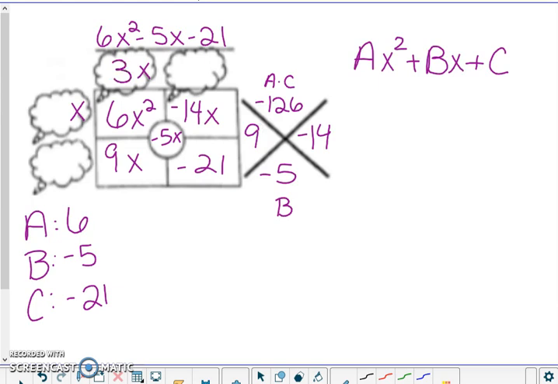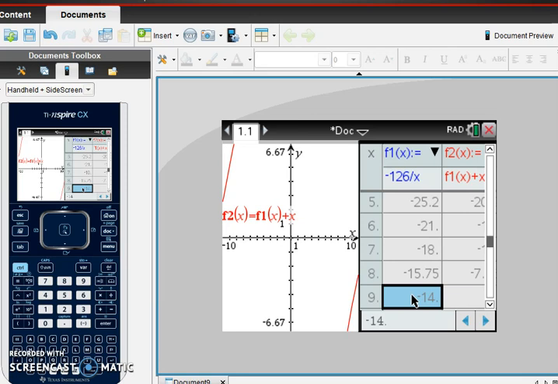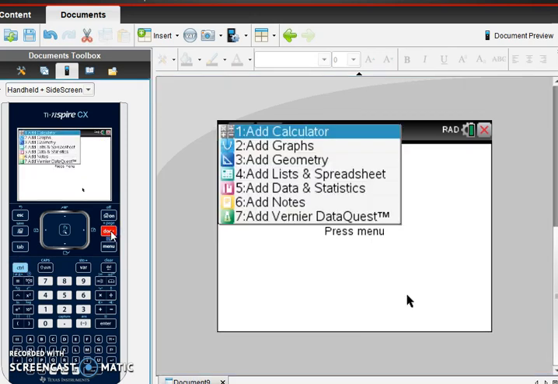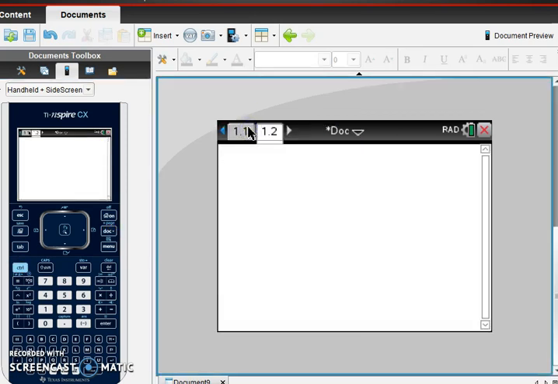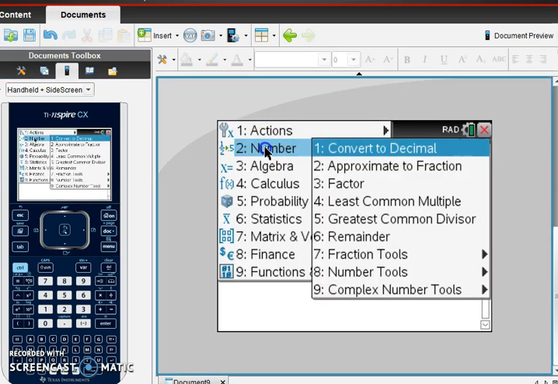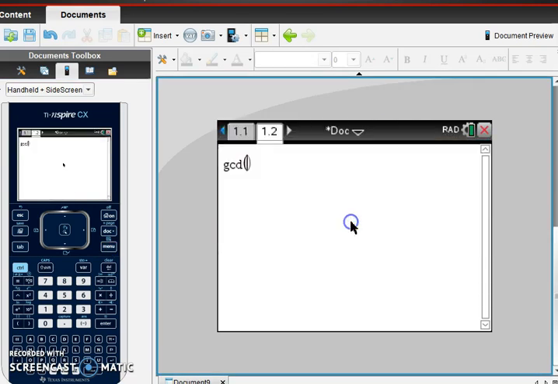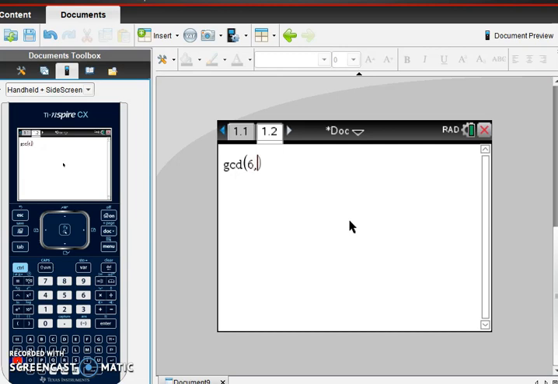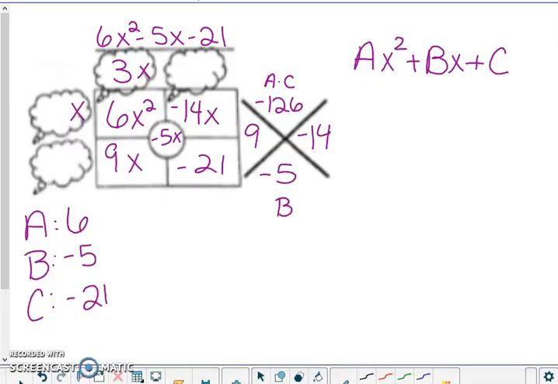Now, if you struggle with figuring that out, or if your numbers are more difficult, again in your calculator, we can hit Control Doc, and we're going to add calculator. And we're going to go to Menu, Number, and then we're going to go to Greatest Common Divisor. Greatest Common Divisor is the same thing as Greatest Common Factor. What is the biggest number that both can be divided by? So we're telling the calculator we want the greatest common divisor of 6 and 9. They must be separated by a comma, and again it tells us 3, like we already knew.